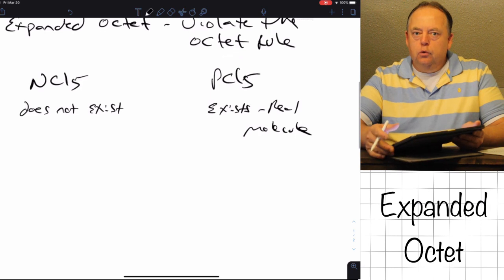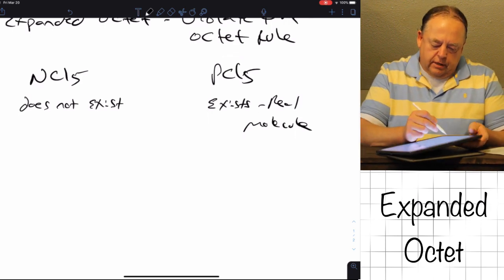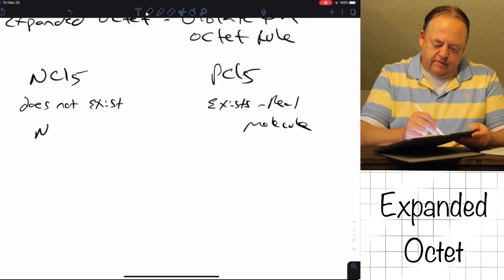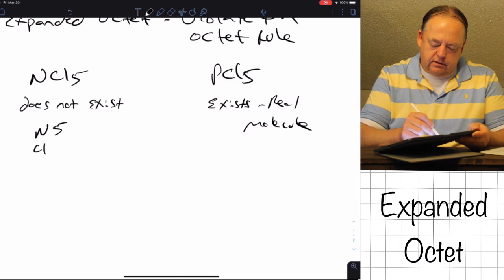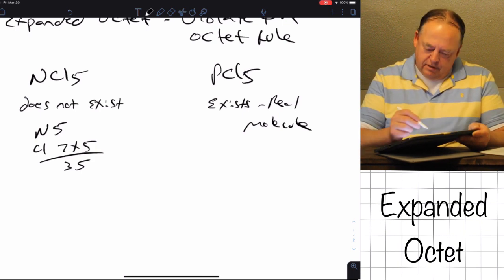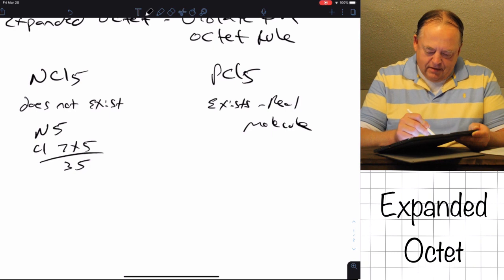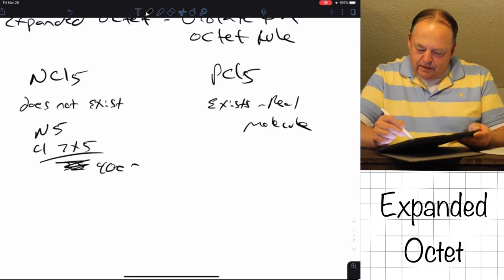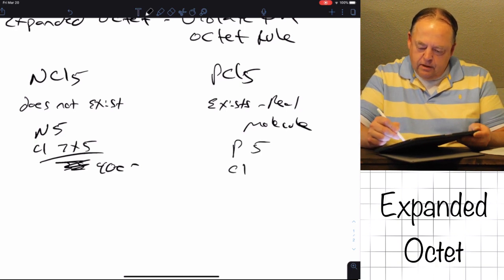So if we drew a Lewis dot structure for both of them, nitrogen's got 5 valence electrons, chlorine's got 7, and there's 5 chlorines, so that would be, oh boy, 35 electrons. Did I do that right? I did my math wrong. No, that'd be 40 electrons. There we go. And same for PCl5: phosphorus, 5 valence electrons, chlorine, 7 times 5, that would be 40 electrons.